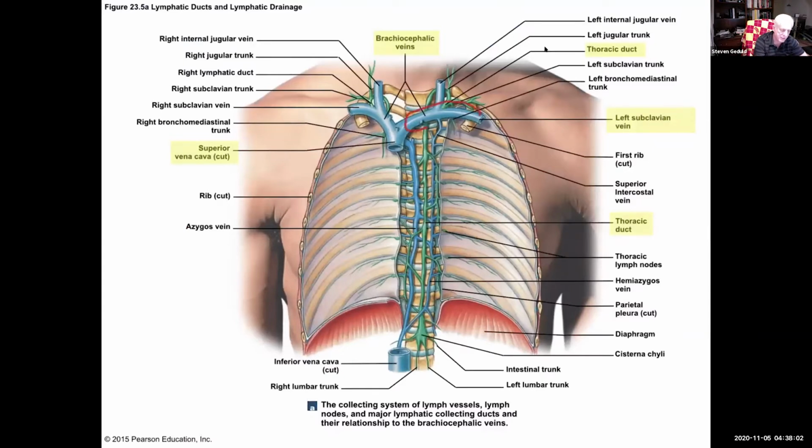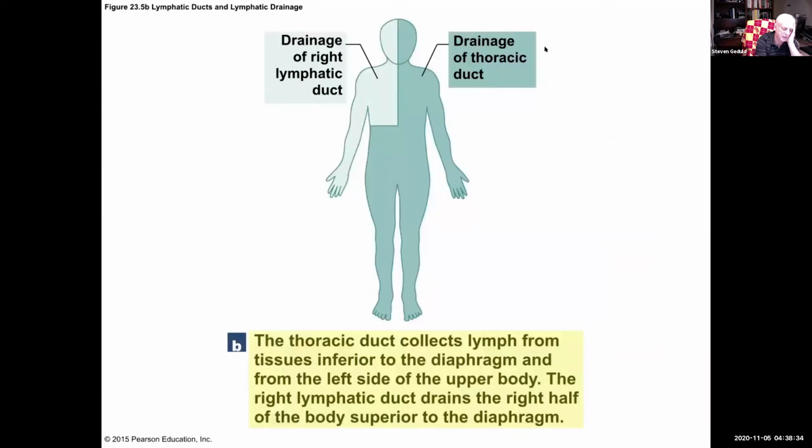So everything on the left side, the entire left side, head on down to the toe, and the right side below the diaphragm, all drains into the thoracic duct, which drains into your superior vena cava. Okay, so the entire left side and the right side below the diaphragm all drain into the thoracic duct and then into the superior vena cava. Okay, so here's the picture of it. The entire left side and everything below the diaphragm drains into your thoracic duct.